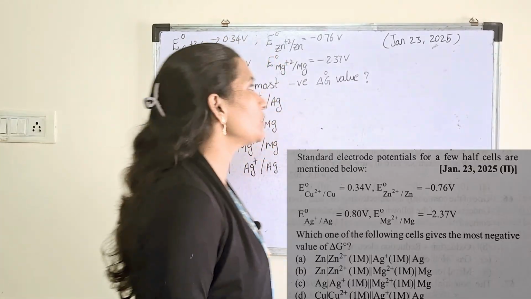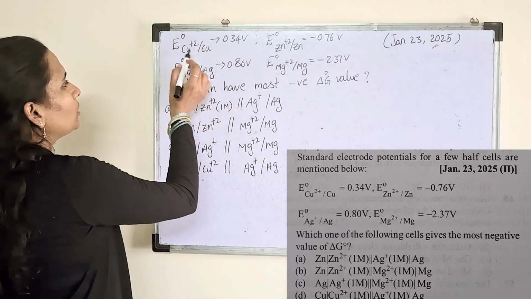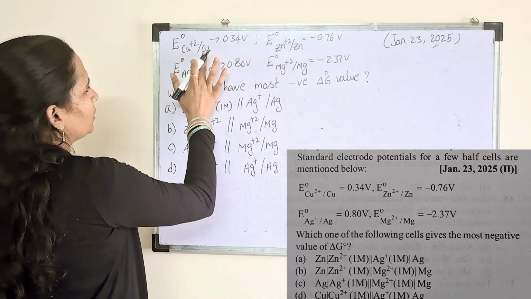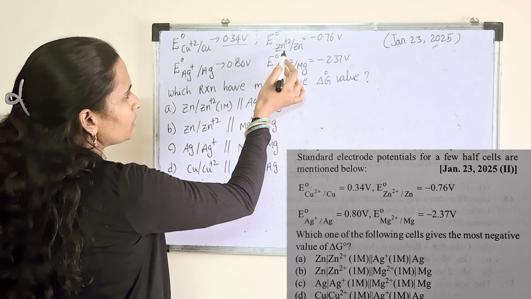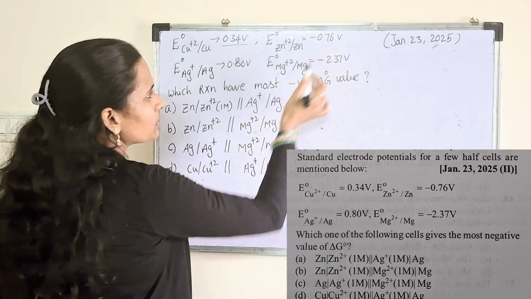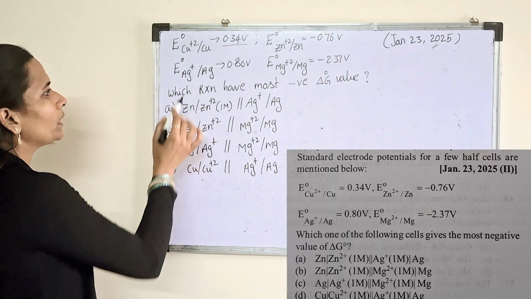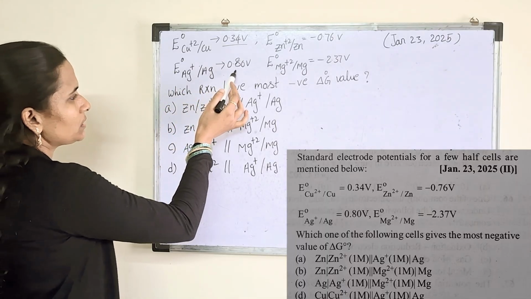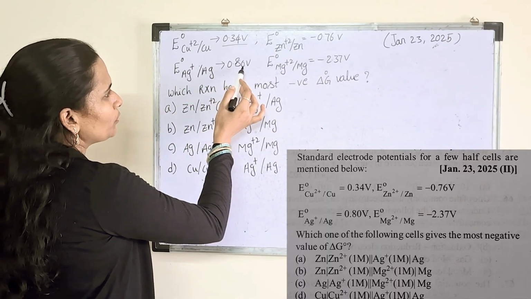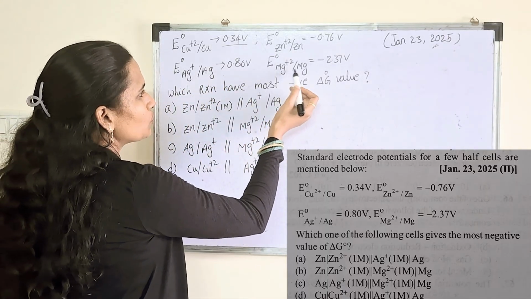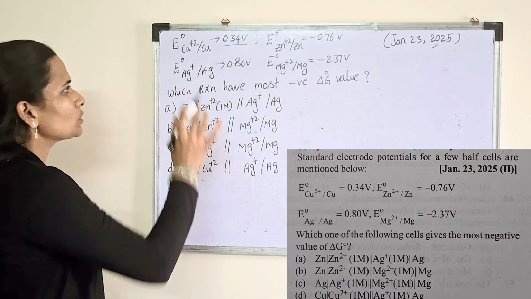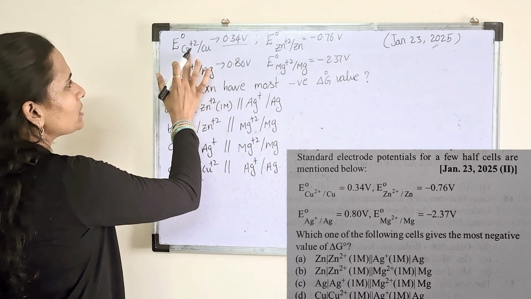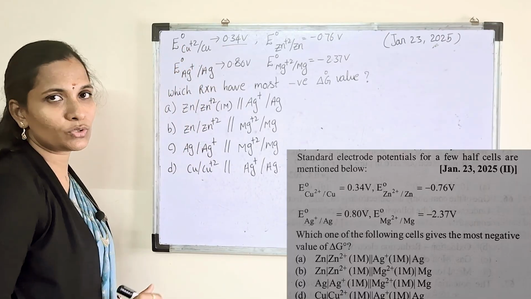Now coming to the question: E naught for Cu²⁺ becoming Cu is 0.34 volts, Zn²⁺ becoming Zn is minus 0.76 volts, Ag⁺ becoming Ag is 0.80 volts, and Mg²⁺ becoming Mg is minus 2.37 volts. So here they have given the standard reduction potential values.